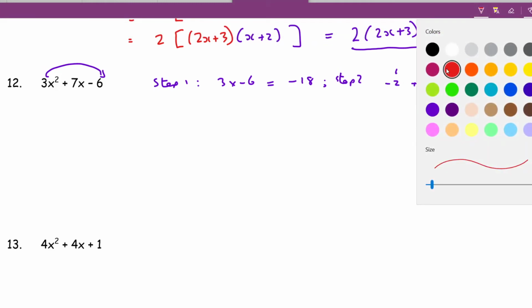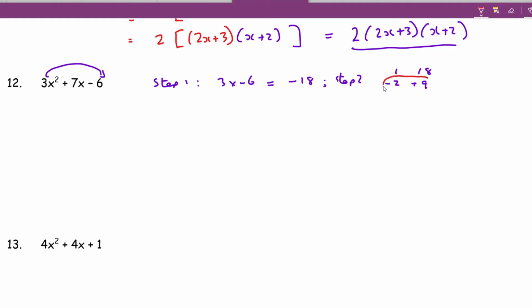Okay, so let's just circle this out. So step 2, I'm trying to find 2 factors of 18 which will times together to give me minus 18, and sum together to give me positive 7. And that is it. So now, step 3 will be to replace that. So step 3 is to replace this with those 2 numbers. Doesn't matter which order, it will factorize.